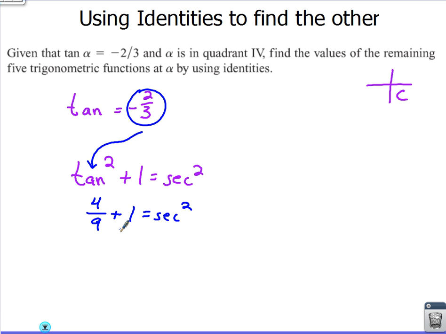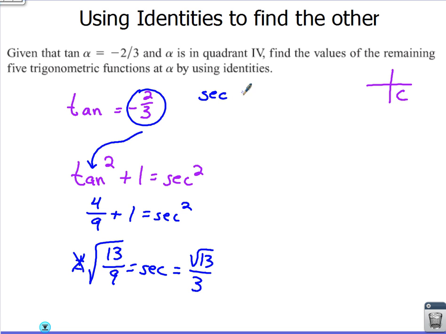4/9 plus 9/9. Add those together gives you 13/9 is equal to secant squared. To get rid of a squared, we're going to do plus and minus the square root. But again, plus and minus there, we can fix that. We're in the fourth quadrant. Cosine is positive, so secant will also be positive. So we can dump the plus minus, we know it's positive. And instead of the square root of 13 over the square root of 9, let's leave that as the square root of 13 over, we know the square root of 9 is 3. So we have the secant of alpha would be root 13 over 3.